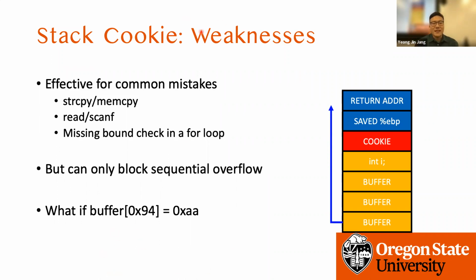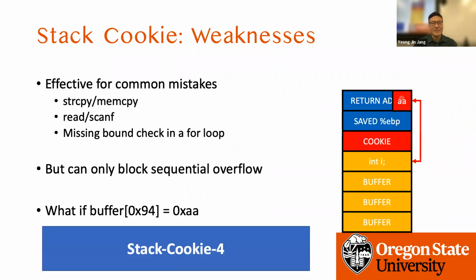But one of the weaknesses is that if we can change the index. Suppose the local variable index is here. Then after overwriting, you can change the index to skip this part and just overwrite the return address. That's possible. That's the cookie 4. So you need to skip overwriting the stack cookie and overwrite only this one.